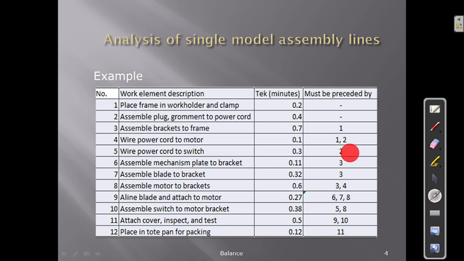This is the predecessor for this activity. If it is finished, then it will start. If 3 and 4 are finished, then this will start. Likewise, if 6, 7, 8 are finished, then it will start. This is the given tabular column.